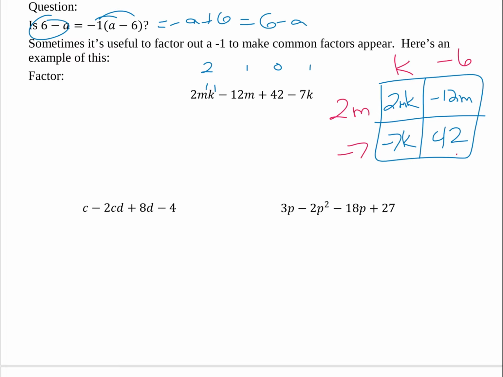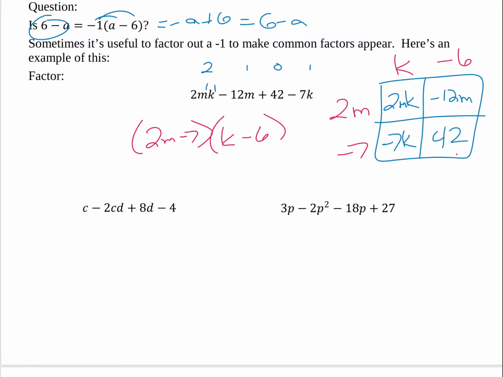And now we just write our answer. We have 2m minus 7 times k minus 6. Or k minus 6 times 2m minus 7. It doesn't matter, but it's the same answer, okay? That's how you do that. Same process. All right, now take a look at the second one.